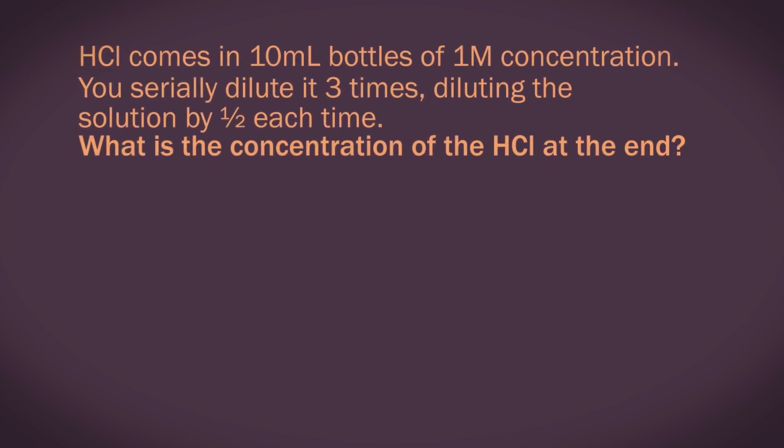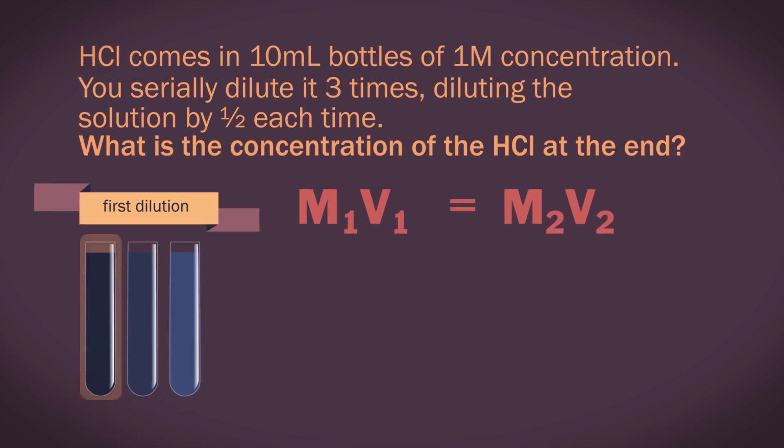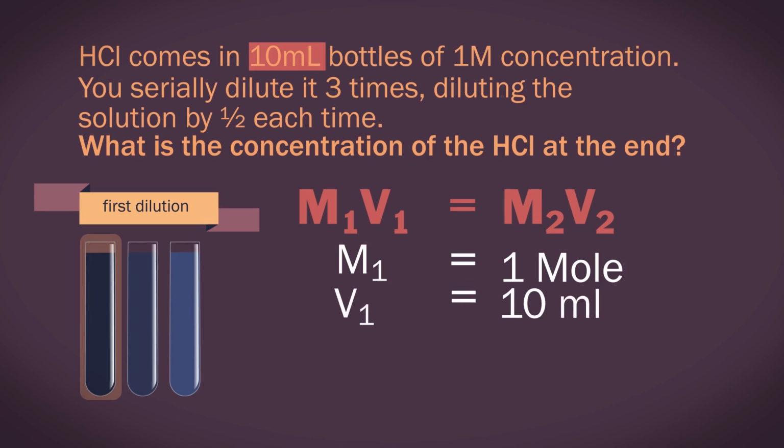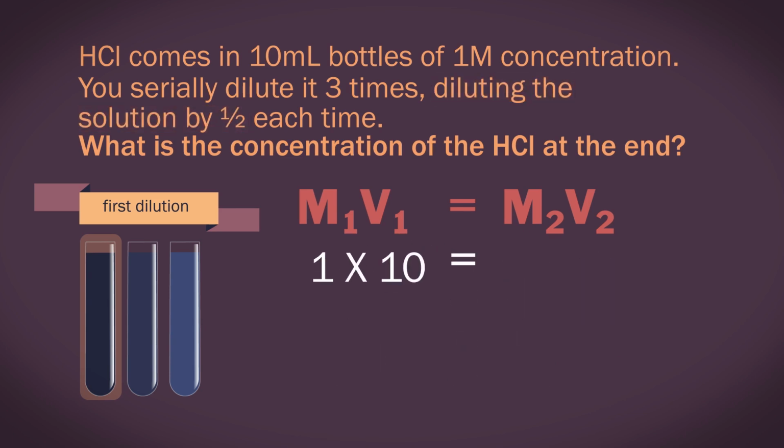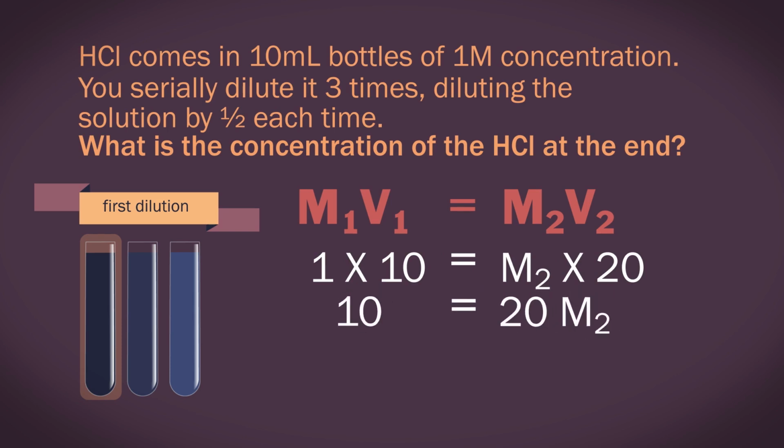We start with our equation M1V1 equals M2V2. For the first dilution, M1 equals 1 mole and V1 equals 10 mL. M2 we do not know, and V2 equals 20 mL because we have already added 10 mL of water to dilute it by half. Substitute in these values and you get 1 times 10 equals M2 times 20. So 10 equals 20 M2, and rearranging means M2 equals 0.5.